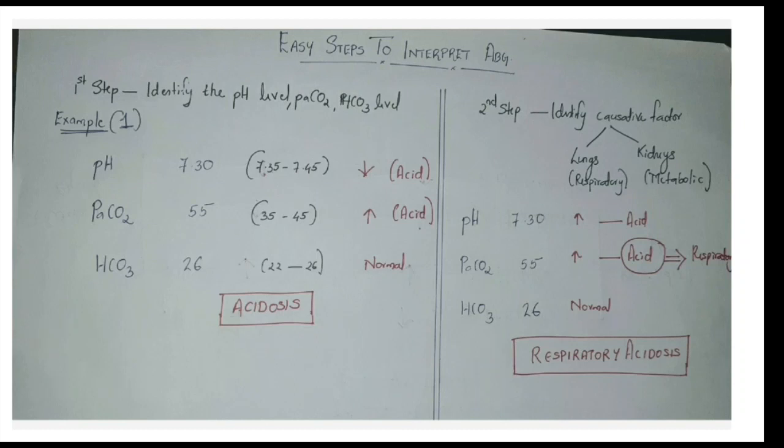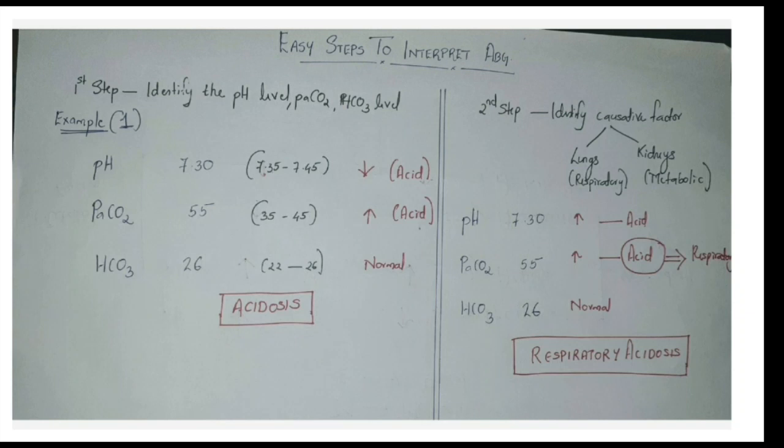So for pH, if it is less, PCO2, if it is more, then it is acid. So here PCO2 is more, so it is acidic. Whereas bicarbonate, the given value is 26. The normal range is between 22 to 26. So it is normal. So what is the final finding in this?